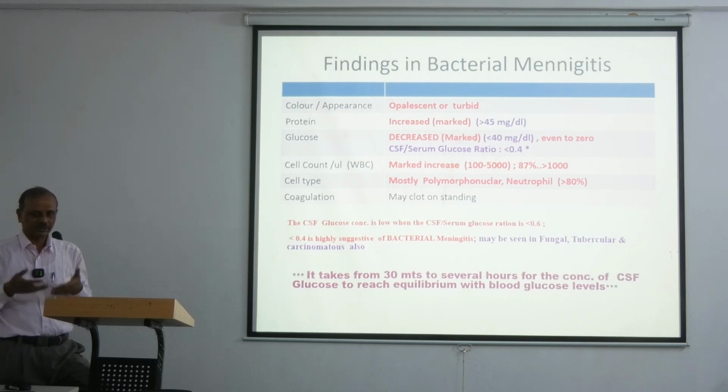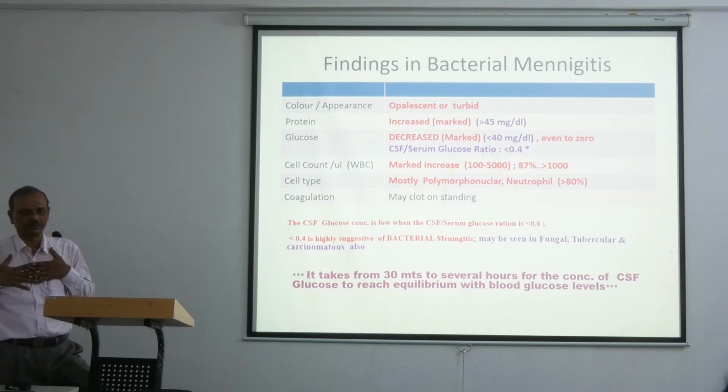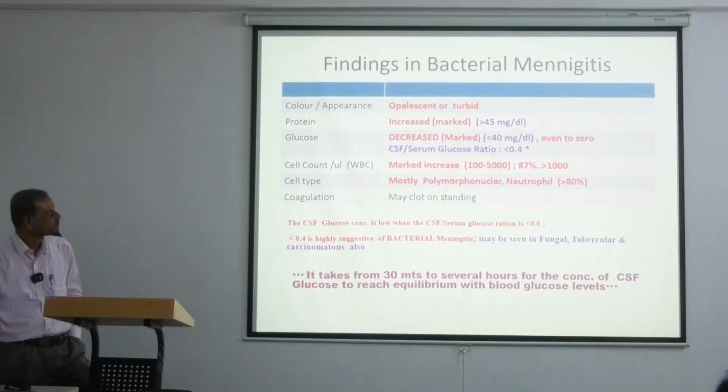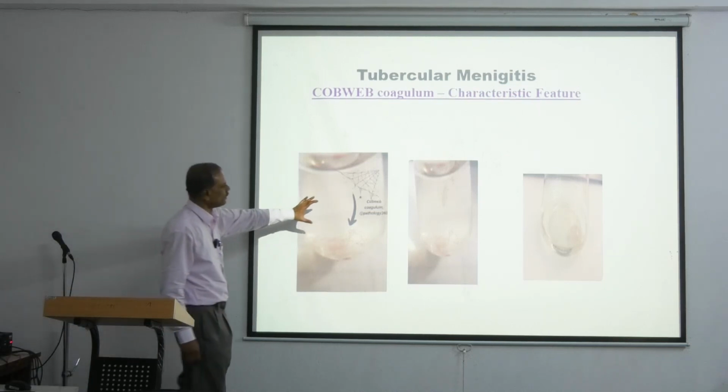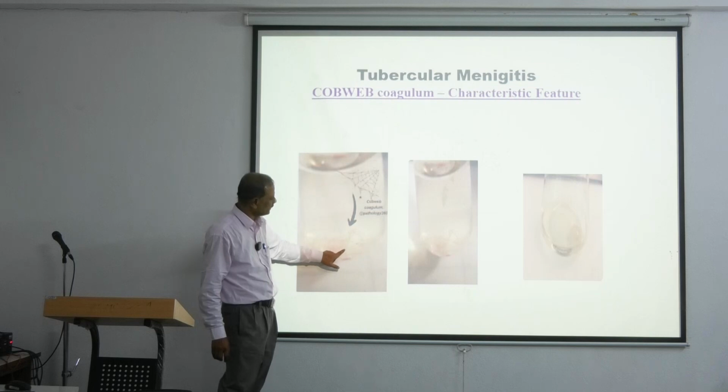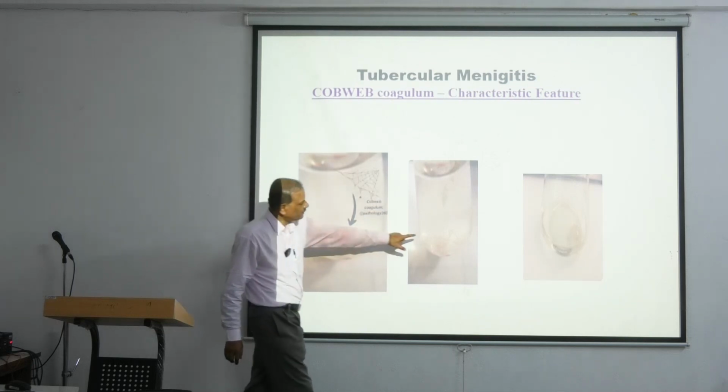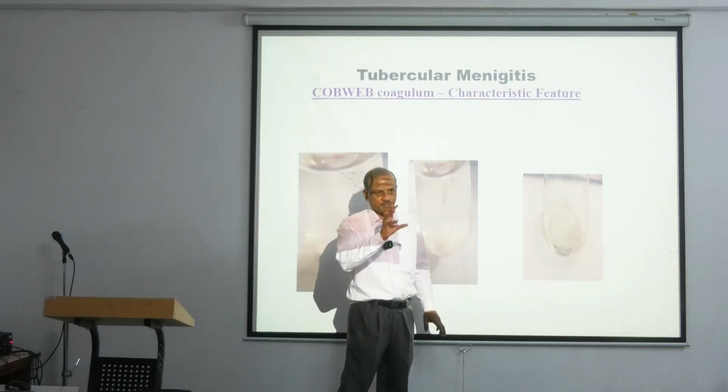Suppose right now it is 11 or 12 o'clock. What was my blood glucose level at about 8 or 9 o'clock? 60% of that blood glucose will be present in the CSF. And right now, my current blood glucose level will be reflected in the CSF almost 3 to 4 hours after that. You must also remember that in tubercular meningitis, the characteristic feature is coagulation. Can you see the network here? This is a spider-like network.